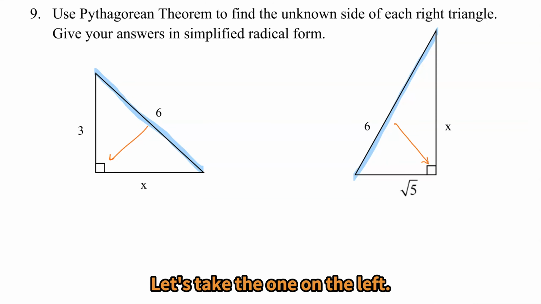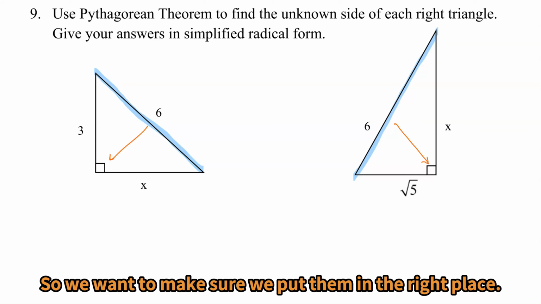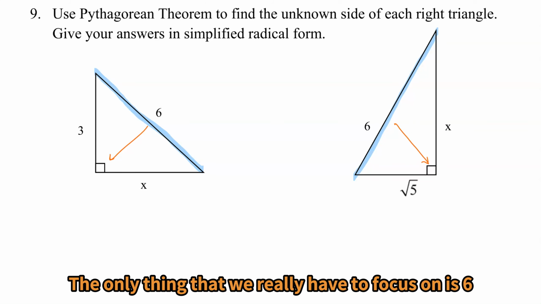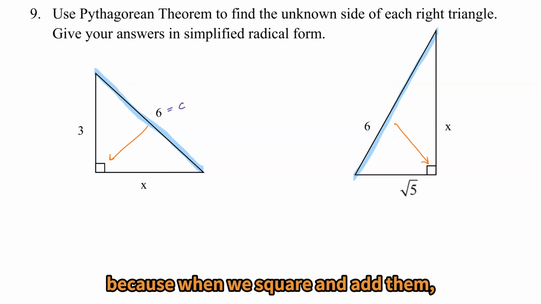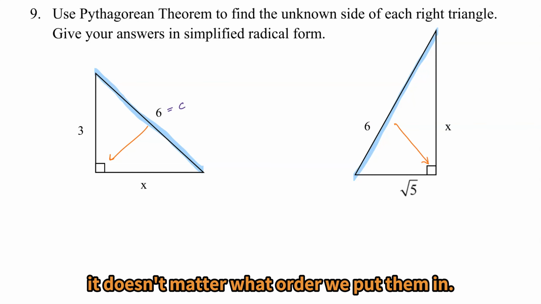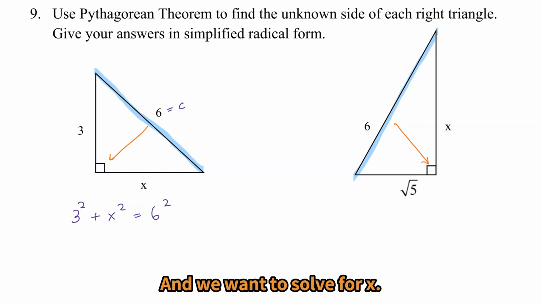Let's take the one on the left. I have a leg with a measure of 3, a leg with measure of x, and the hypotenuse with measure of 6. So we want to make sure we put them in the right place. The only thing that we really have to focus on is that 6 is c. a and b don't matter, because when we square and add them, it doesn't matter what order we put them in. So 3 squared plus x squared equals 6 squared, and we want to solve for x.